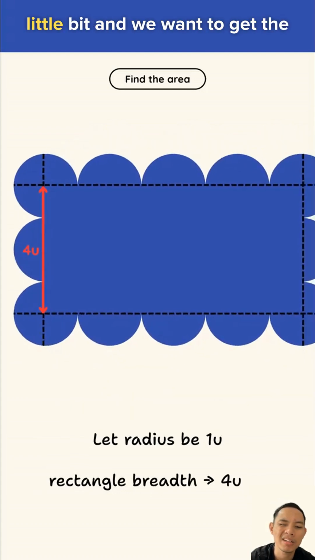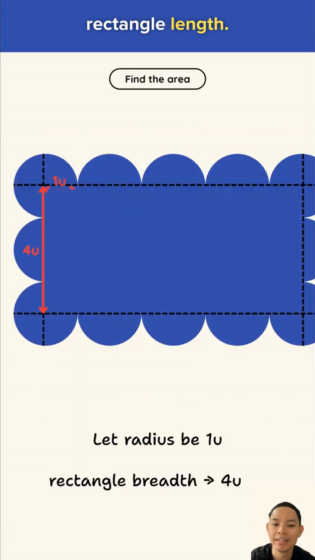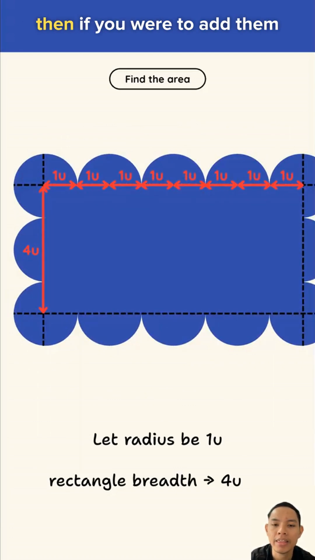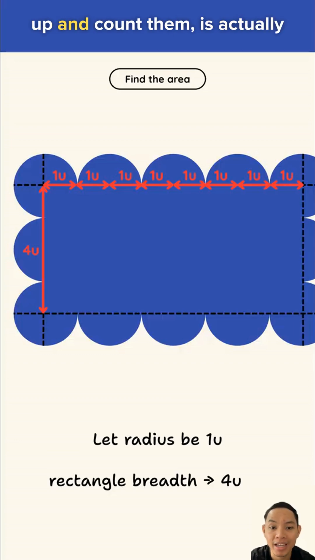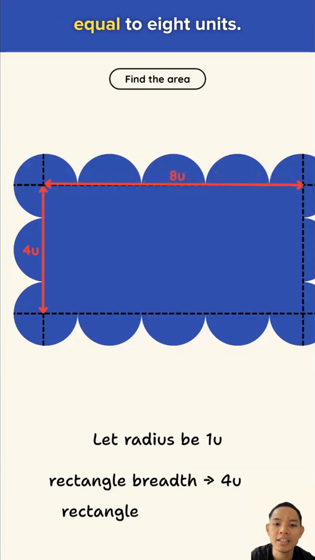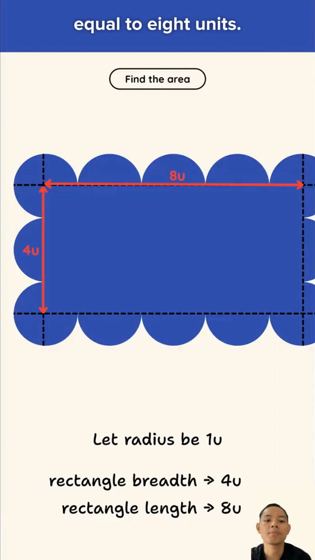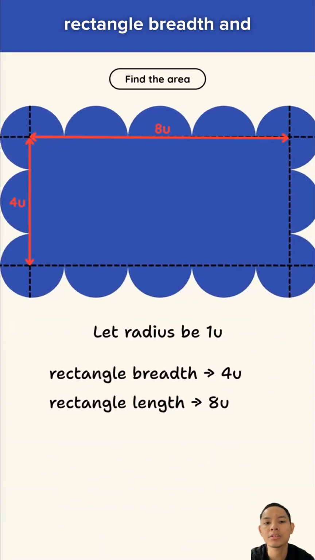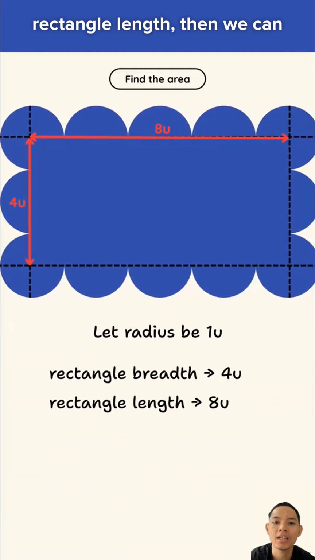Now we want to zoom out a little bit and get the rectangle length. Same thing, 1 unit as what we see over here. If you add them up and count them, it's actually equal to 8 units. So now we know the rectangle breadth and rectangle length, then we can actually find 1 unit.